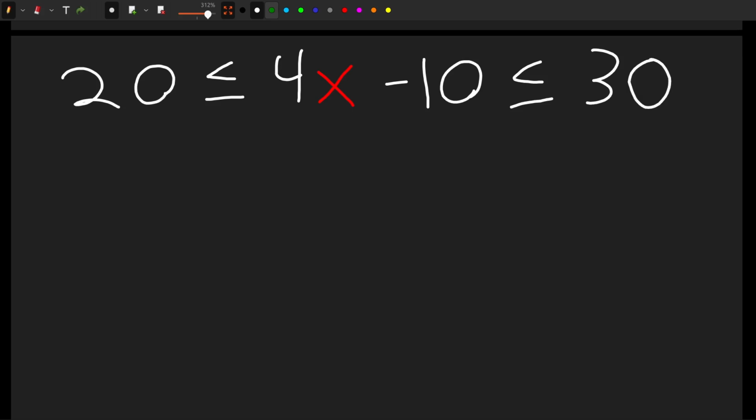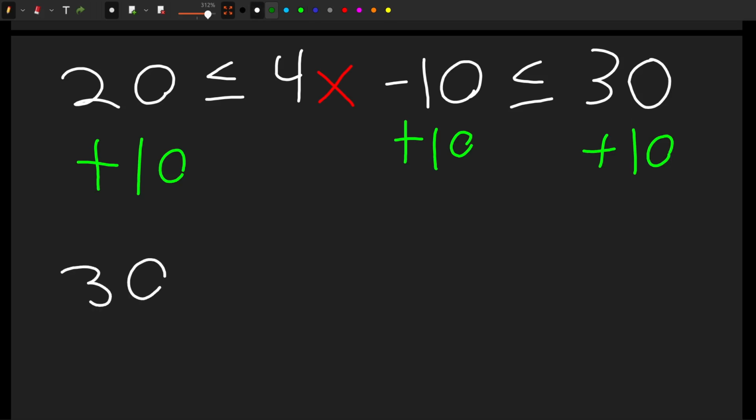All right. So from the previous video, when you try to solve these, whatever operation you do in the middle, you have to do to both the left side and the right side. So I'm going to start by adding 10, and that means I need to add 10 to the left and add 10 to the right. So I'm going to get 30 is less than or equal to 4x is less than or equal to 40.